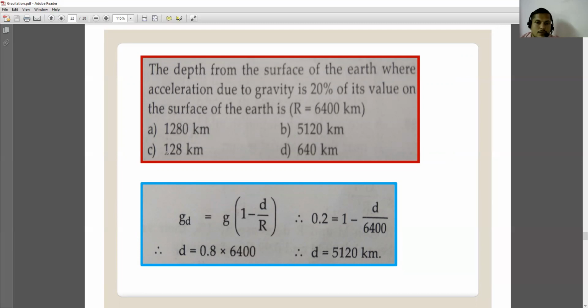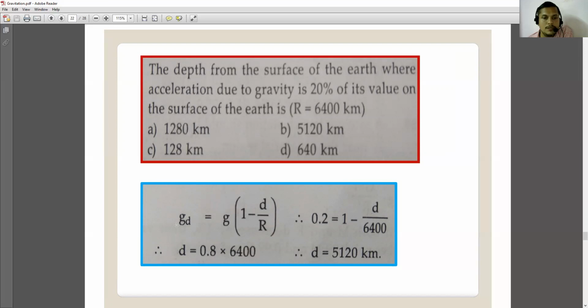So r is given as 6,400 kilometer. We have to determine the depth from the surface of the earth where acceleration due to gravity is 20% of its value on the surface of the earth. म्हणजे काय तर अशी कुठली डेप्थ आहे फ्रॉम द सर्फेस ऑफ द अर्थ जिथे ॲक्सेलरेशन ड्यू टू ग्रॅव्हिटी किती आहे तर 20% आहे. पण कशाचे 20% आहे? ऑफ इट्स व्हॅल्यू ऑन द सर्फेस ऑफ द अर्थ. जी सर्फेस ऑफ द अर्थची व्हॅल्यू आहे त्याच्यापेक्षा 20% ग्रॅव्हिटी ज्या डेप्थला आहे तर ती डेप्थ आपल्याला काढायची.